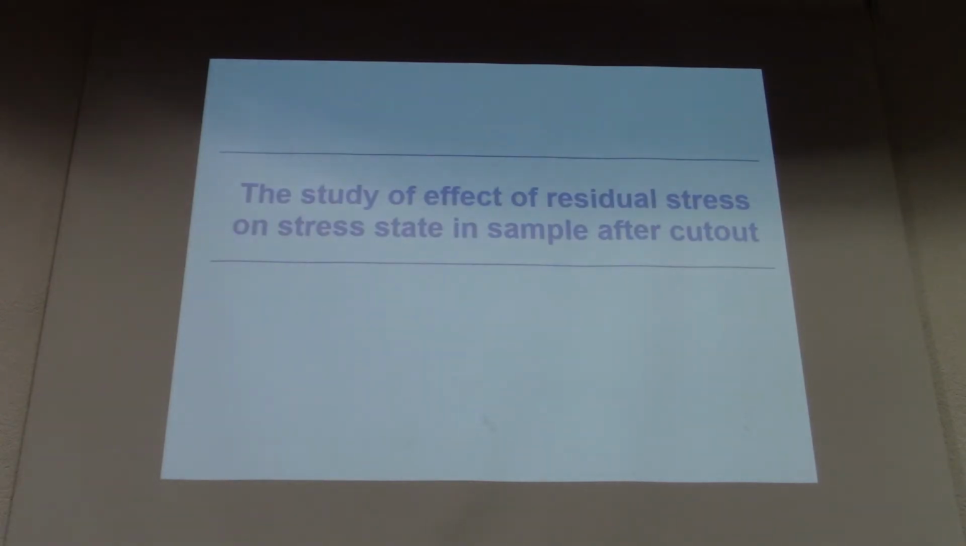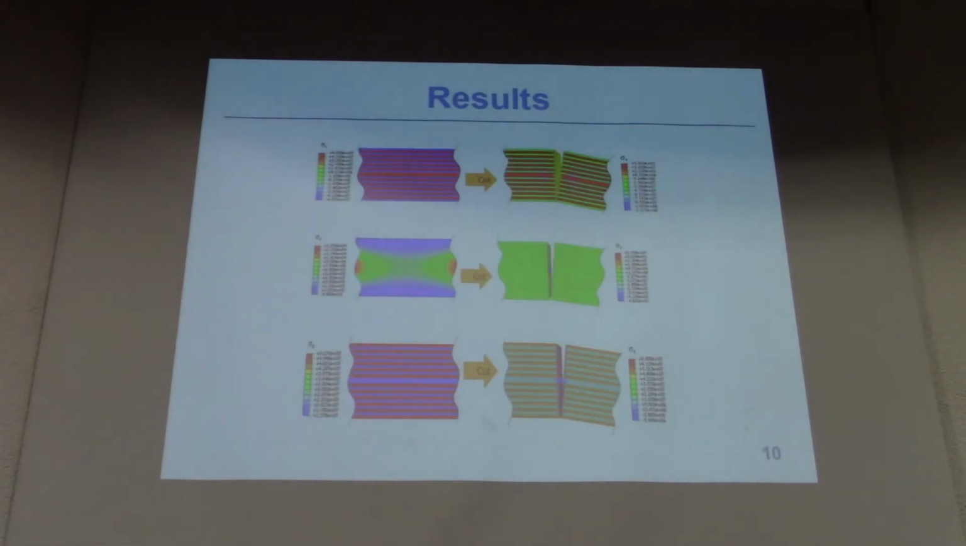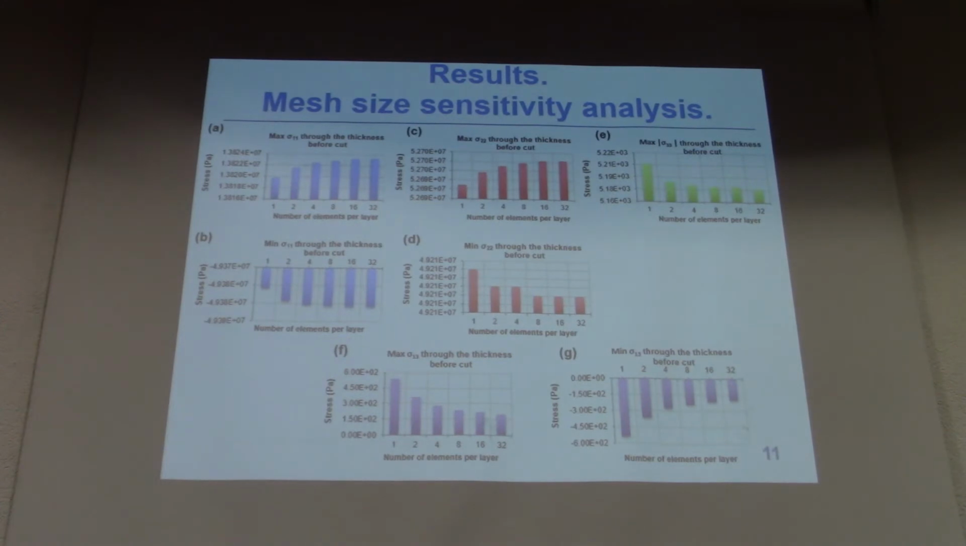So now we'll go to the study of the effect of residual stresses in the sample after cutout. So here we can see the stress distribution in the sample before cut and after cut. You see that the stresses change. Here we can see that actually the results are mesh dependent. That's why we need to create quite small elements.